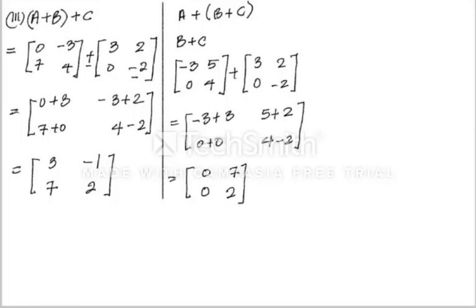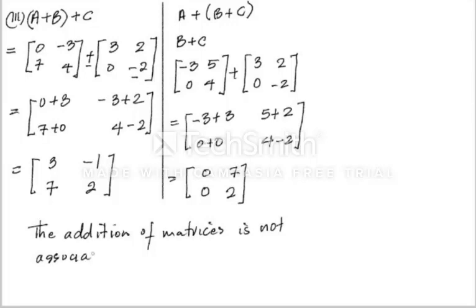All right. So here we change up the grouping and the answer didn't come out to be the same. So here we can see that the addition of matrices is not associative. The addition of matrices is not associative.